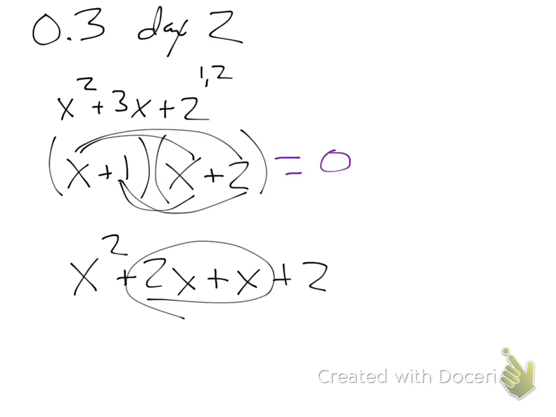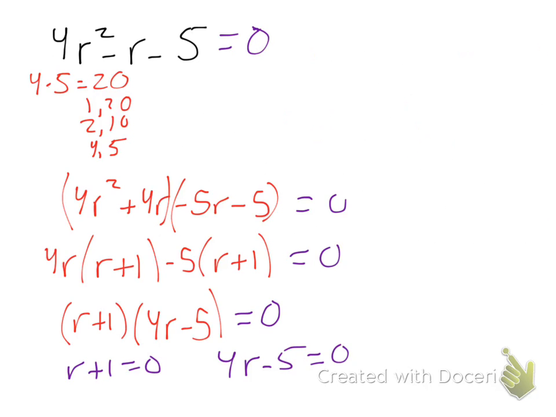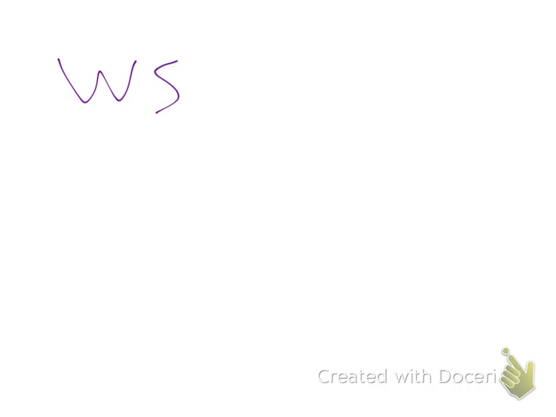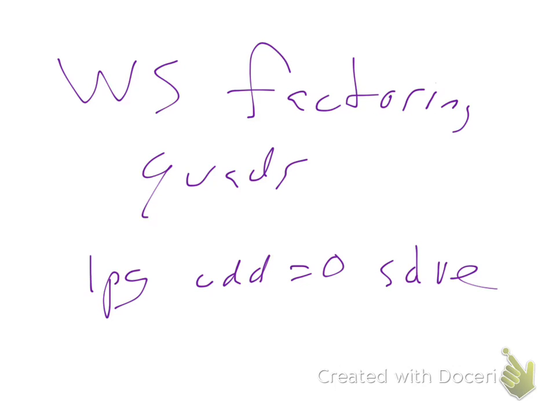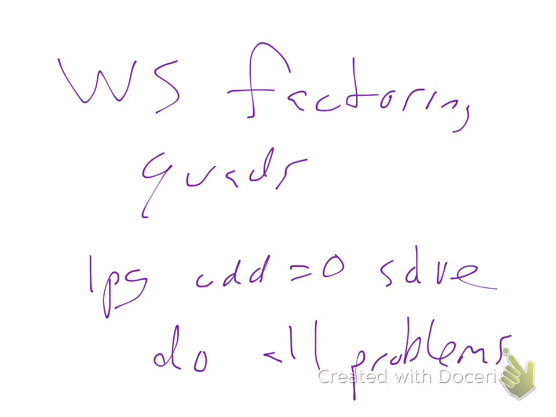That's today's lesson. So your homework for today is going to be the worksheet factoring quads. First page, odds set equal to 0, solve, do all problems. So you have to do all the problems, but only on the first page, I want you to set the odd problems equal to 0 and actually solve them, just like we did, all the way to the point where you say x equals 5 and x equals -7.